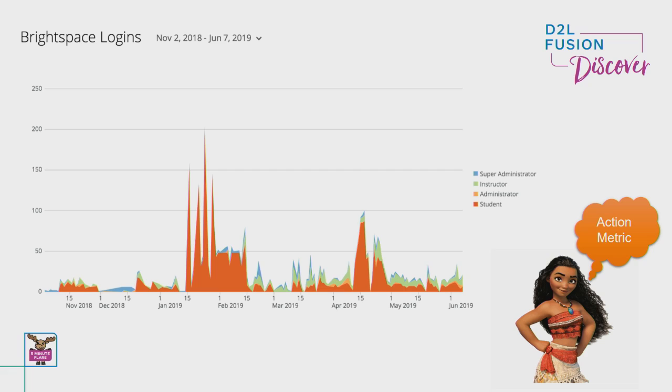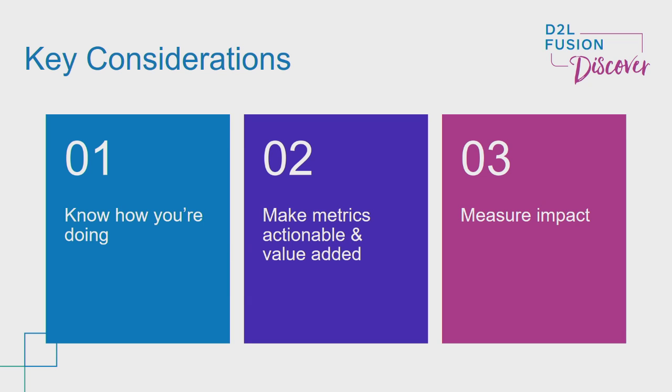Conversely, I've created a chart representing the data in a different way. Now I can see when we had spikes to student logins and when there were only instructors and admins in the system. While still pretty and interesting, this data is actionable and gives me a sense of how we're improving over time. It may also provide some actions, such as investigating what caused the spike, so that's an action metric.